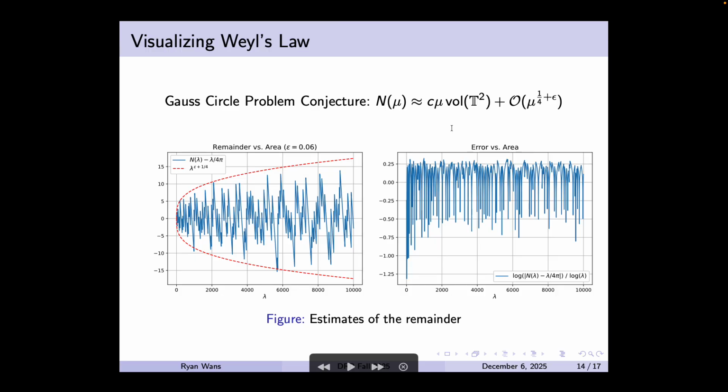Some other calculations that we did were estimating this remainder. So the conjecture is that there's some additional term of big O of mu to the 1/4 plus some epsilon. Here you can see that the blue is the actual remainder term up to the eigenvalue of 10,000. And the red line is the conjecture, the actual bound for epsilon equals 0.06. And then here we're estimating the value of epsilon for different radii. This is pretty interesting as well. This was done earlier in the semester.